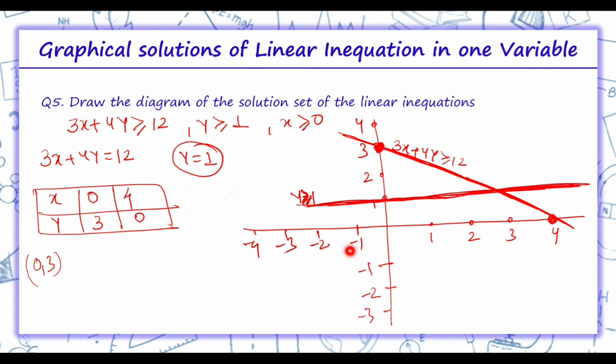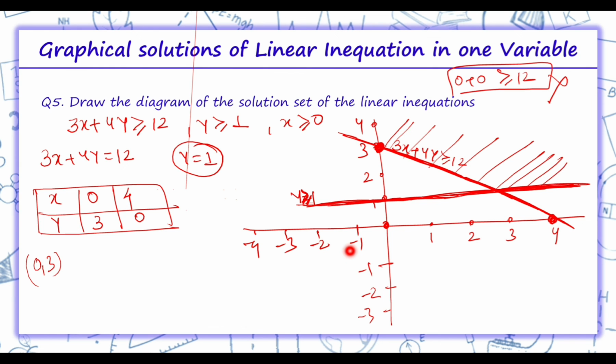Now we have to find which part we have to shade. If we consider this equation, with x as 0 and y as 0, then 0 plus 0 is greater than or equal to 12. This condition is not followed. That means we won't shade this part. That means the outer part will be shaded. So this shaded part will represent the solution of this particular inequation.